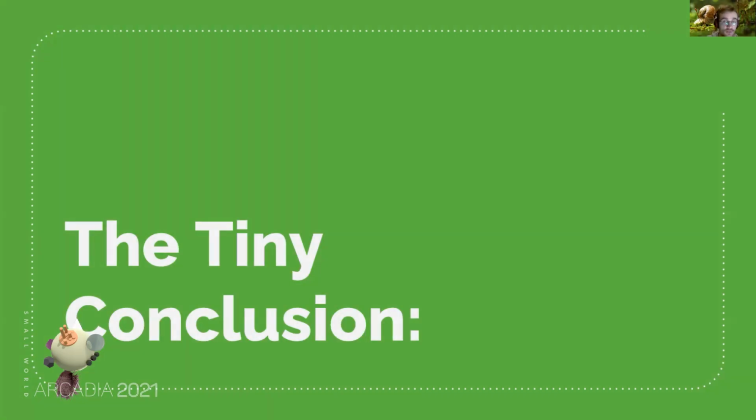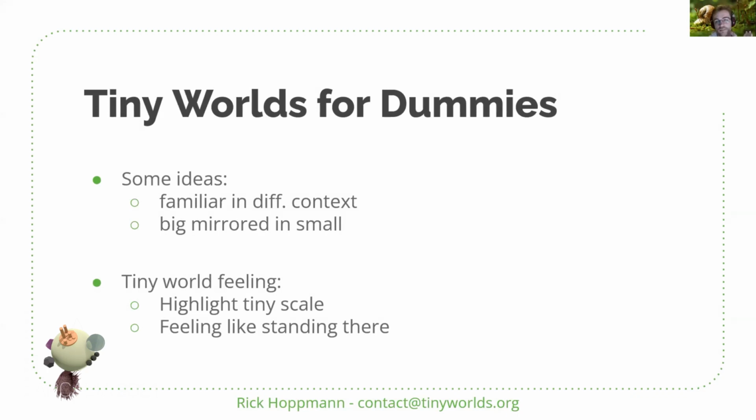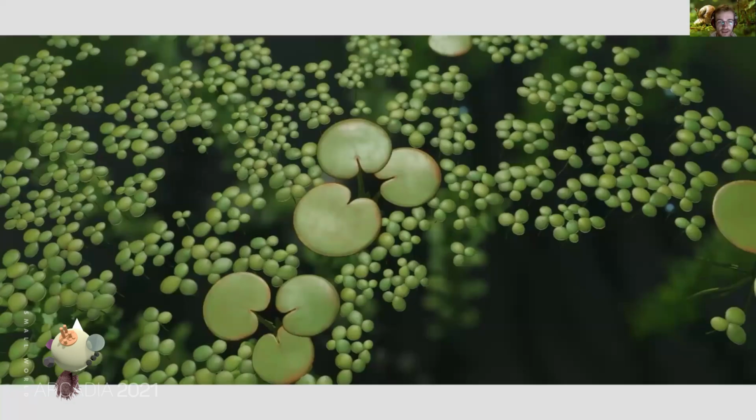And just to sum it up quickly, I think it's really interesting to take something familiar and break with expectations, mirror the big built space in the small, and do something to highlight the tiny scale as well, so you actually feel like it's a tiny bird, and then create this feeling like a little mouse basically in the scene. And these are some plants I made recently, which are game ready.